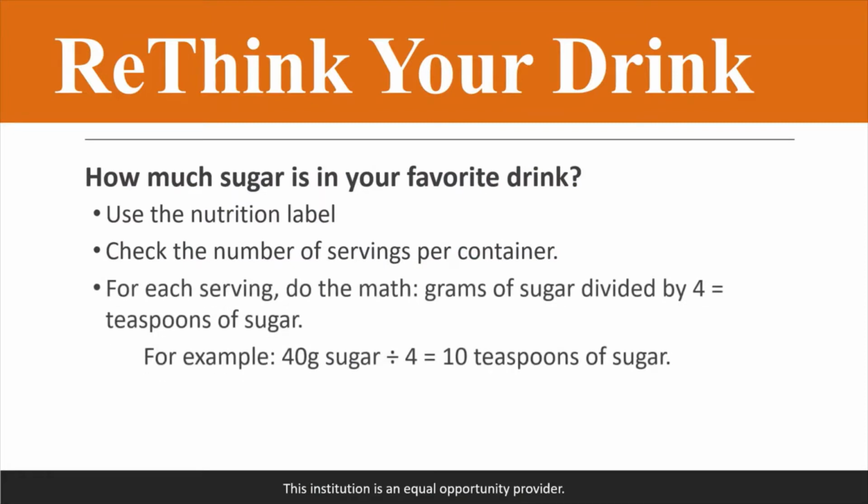For each serving, it's really easy to convert the sugar into teaspoons. All you have to do is divide by the number 4, and that gives you your teaspoons of sugar. For example, if a drink had 40 grams of sugar per serving, you take the 40 grams, divide by 4, and that puts it into teaspoons. So 40 grams of sugar is the equivalent of 10 teaspoons of sugar. But we're going to do some examples.